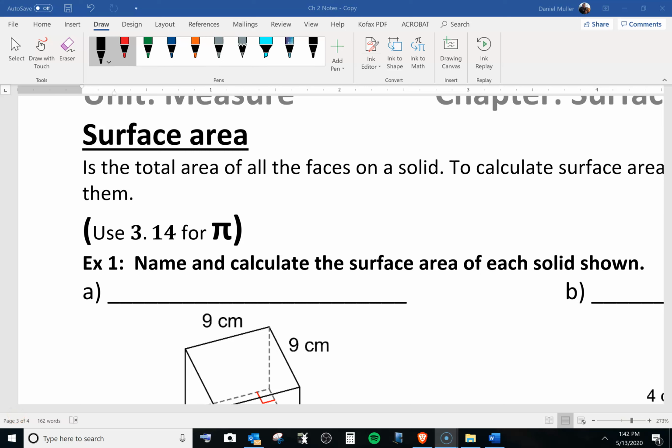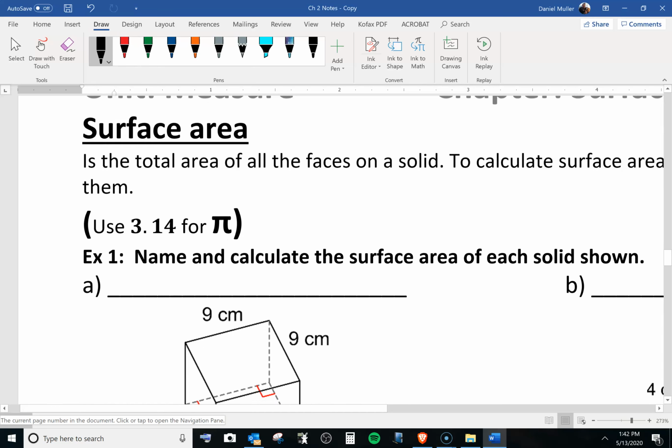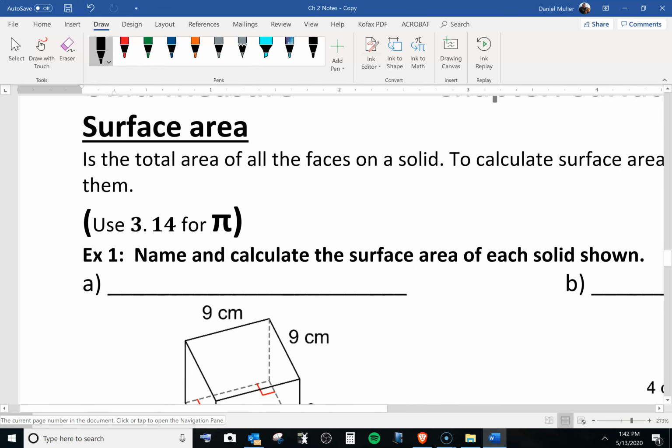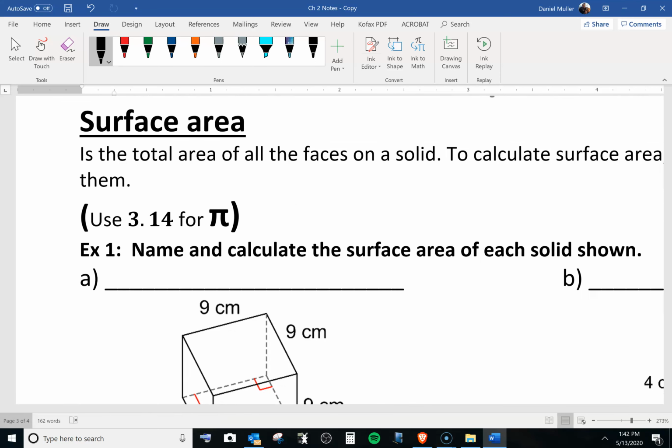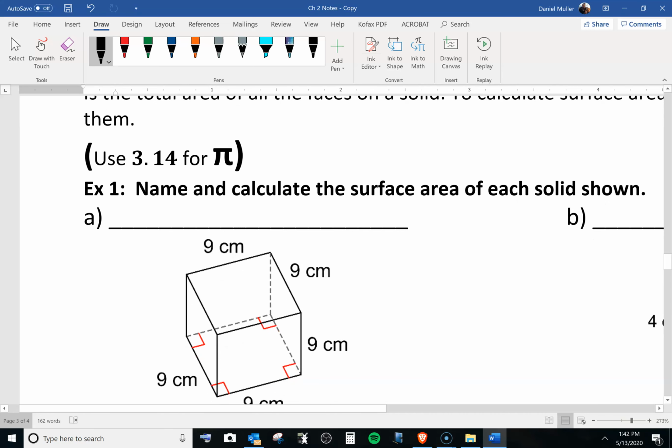Now let's actually calculate this surface area. It says name and calculate the surface area of each solid shown, and because this is without a calculator, we're going to use 3.14 for pi. The first one is a cube, but the name we're going to go with is, well, the base. This is the base down here, and it's a square. So we're going to say it is a square base.